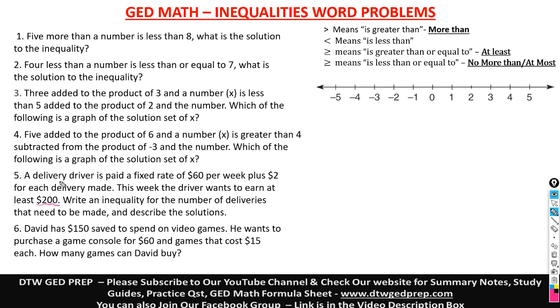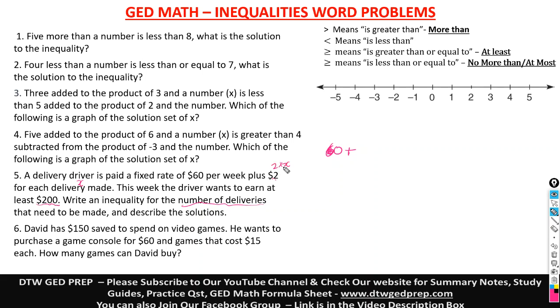Okay, so here now, let us try to express this. All right. So it says a delivery driver is paid a fixed rate. So the fixed rate, $60. Okay, let me just put 60 plus $2 for each delivery made. Now, we don't know the number of deliveries. That is actually what we're looking for, the number of deliveries. So we make it x. So to know how much he will be paid, in this commission, it will be 2 times x.